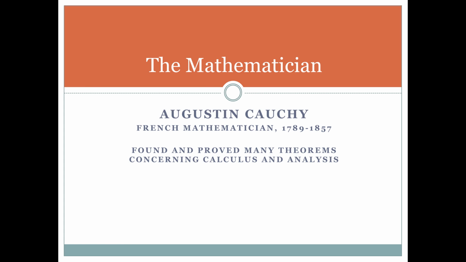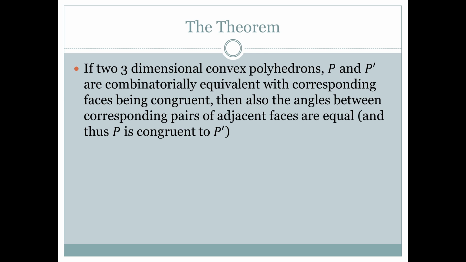So here's the theorem. So basically, if we have two 3D convex polyhedrons, and if they have the same connections, so if they're combinatorially equivalent, and they have congruent faces, then they must have equal angles. And therefore, the two polyhedrons will be congruent.